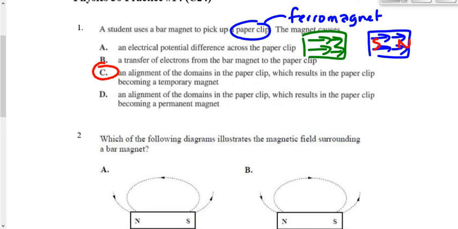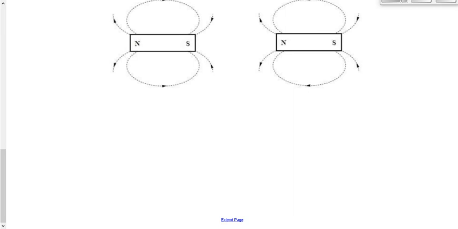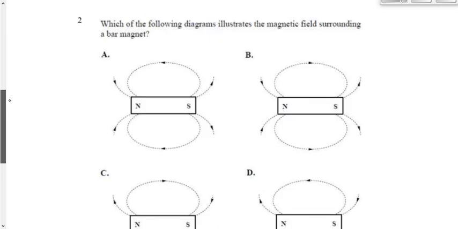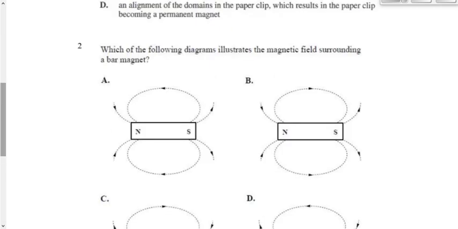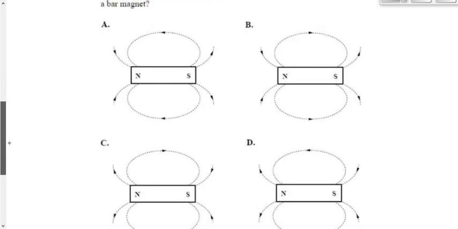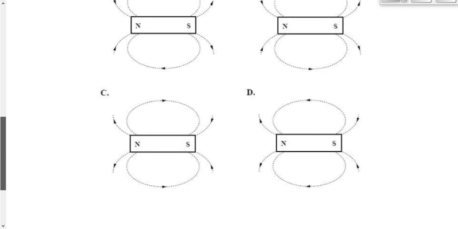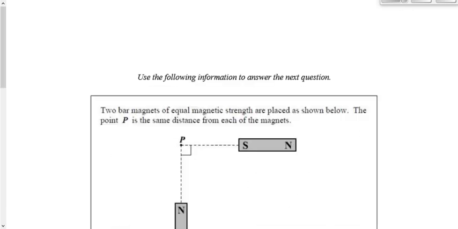A student uses a bar magnet to pick up a paper clip. The magnet causes an alignment of the domains in the paper clip, which results in the paper clip becoming a temporary magnet. Question 2 says, which of the following diagrams best illustrates the magnetic field surrounding a bar magnet? Well, we know the magnetic field goes away from the north and it goes toward the south. So the only one that works for this one is going to be C. The shape of them is all correct, but in A, B, and D, the direction is wrong.